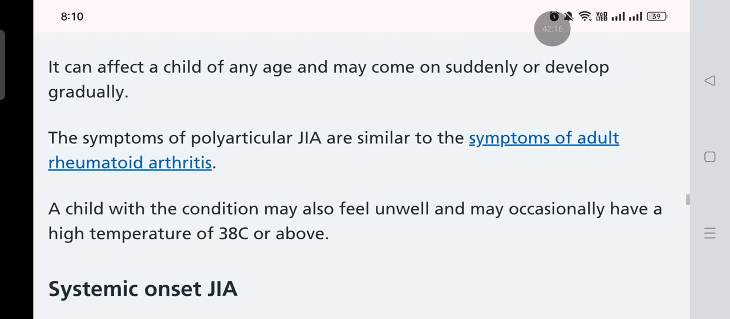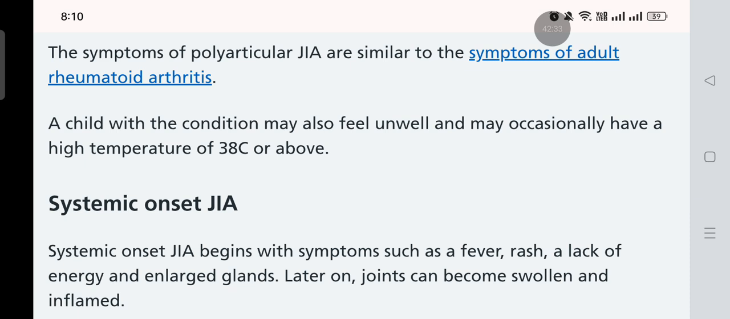The symptoms of polyarticular JIA are similar to the symptoms of adult rheumatoid arthritis. A child with the condition may also feel unwell and may occasionally have a high temperature of 38 degrees or above.